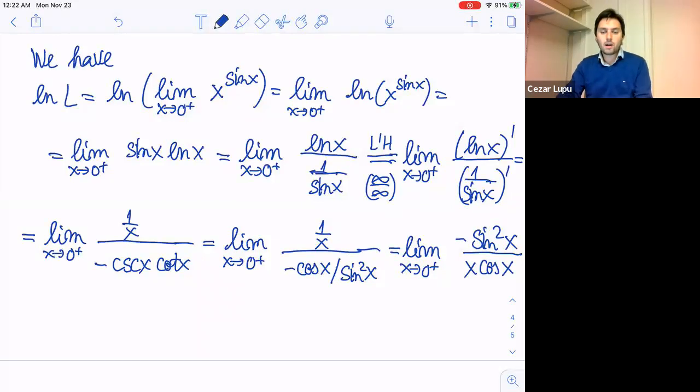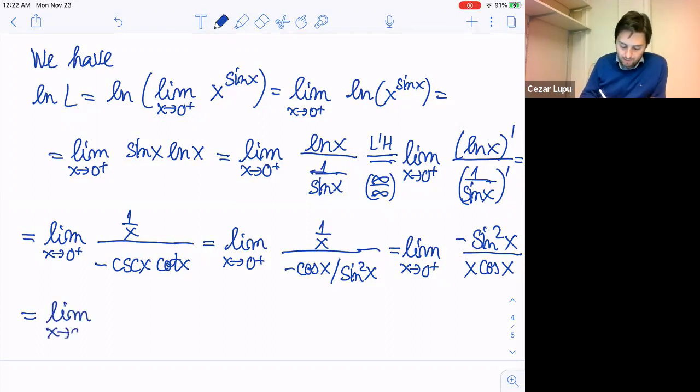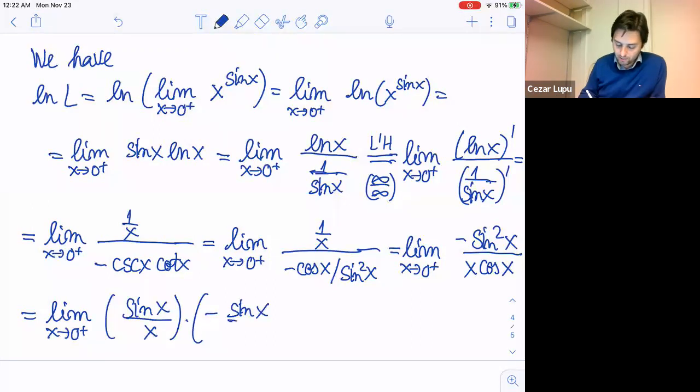All right, and now let's see, what else can we do here? As you can see, now we're in a good position. Again, we have 0 over 0. You can apply L'Hopital's rule if you want to, but you can also write it in the following way: the limit as x approaches 0 plus of sine of x over x times negative sine of x over cosine of x.